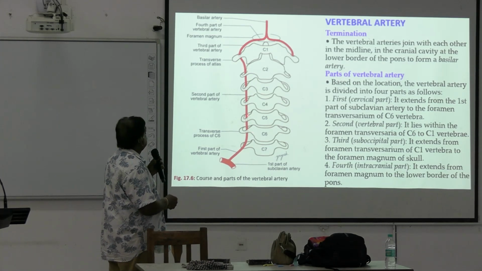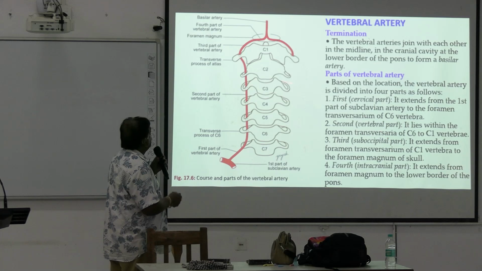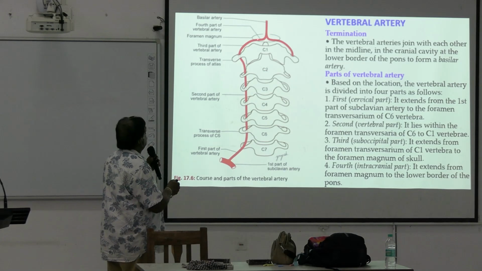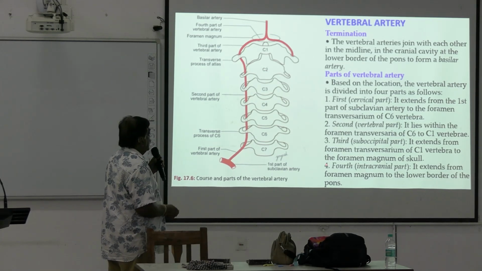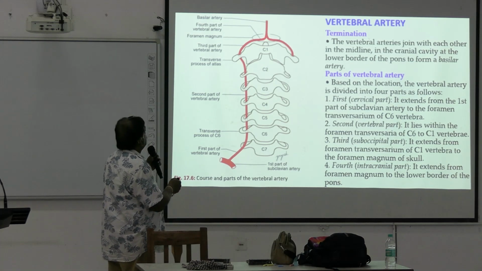Now, C6 to C1, this is the second part. Now, third part, suboccipital region here. It extends from foramen transversarium C1, vertebral to foramen magnum in the skull. This is foramen magnum in the skull. Now, fourth part, intracranial part, it extends from the foramen magnum to the lower border of the pons. It goes there and then to the lower border of the pons.